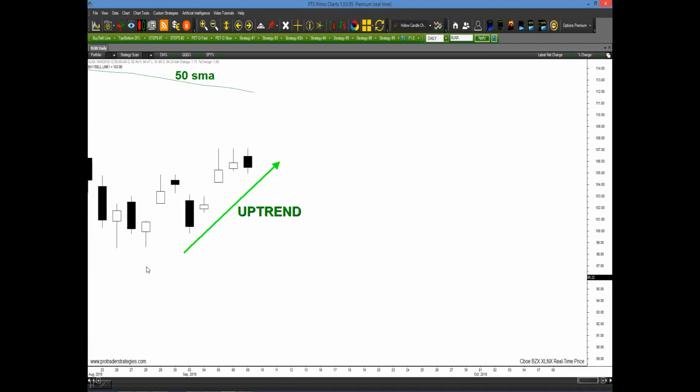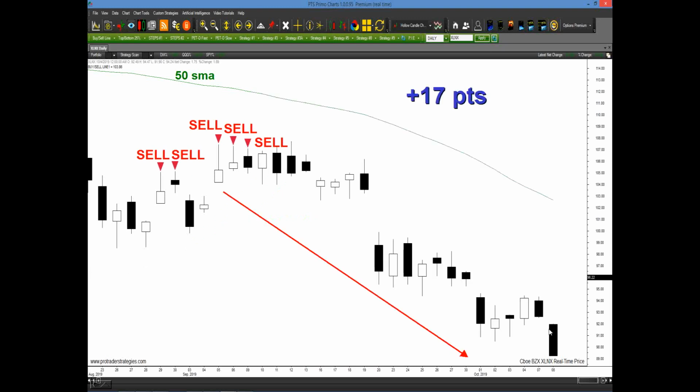So as you can see, this is not an uptrend at all. This is an opportunity to sell because this is a pullback opportunity. Now, if the requirements are met, you would have seen that we actually had a number of selling opportunities right here in XLNX, and the stock went down 17 points, okay? Now, if these first two didn't work out well, say you got stopped out, once again, you could have gotten right back in on the very next set of sells and recouped that loss.